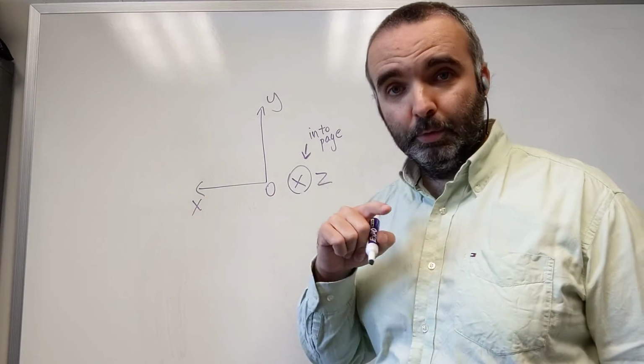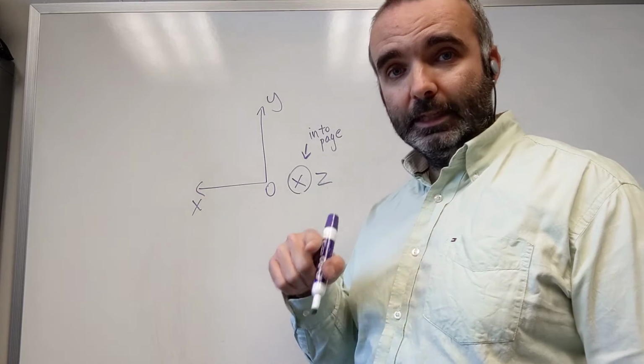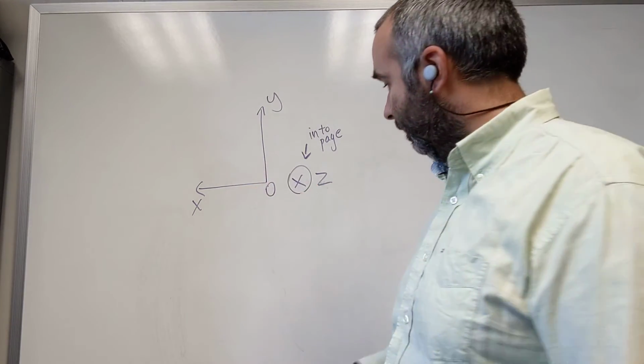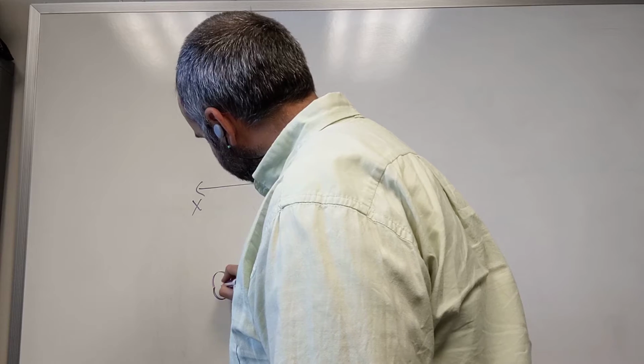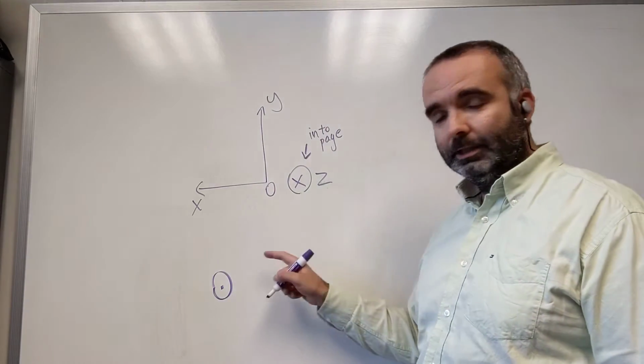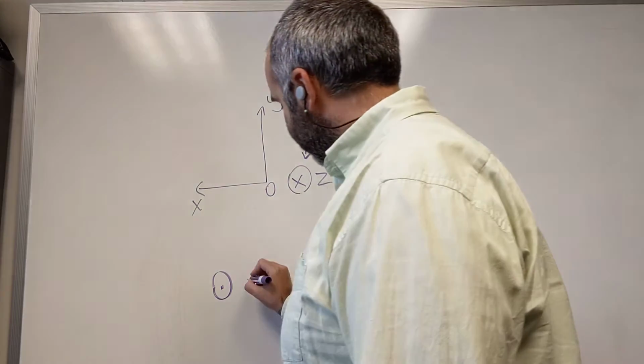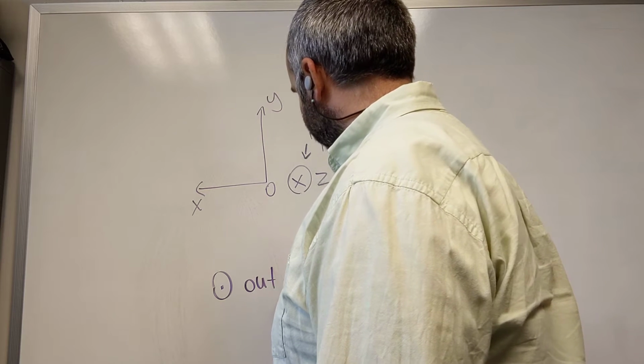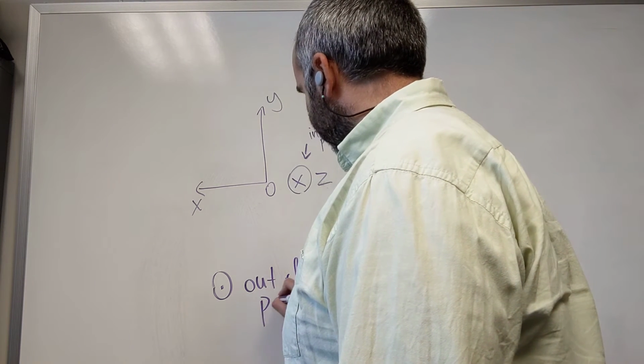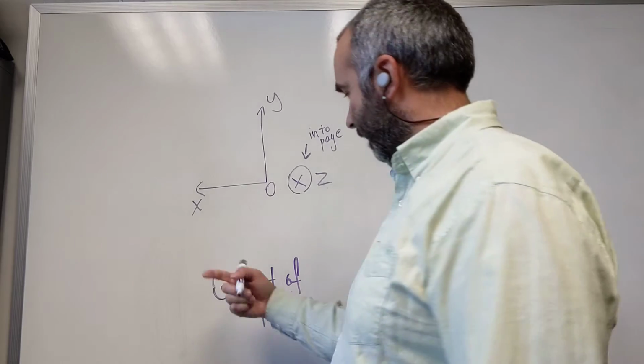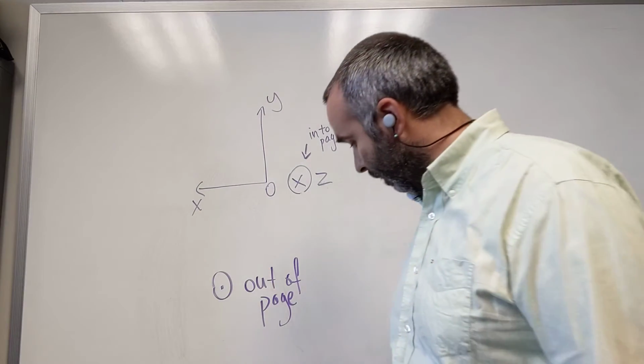Now, in the previous example, I had the z direction go out of the page. In that case, the symbol that you will see me using is the following. It's a circle and a dot, and this means that the vector points out of the page. It is pointing in this direction.